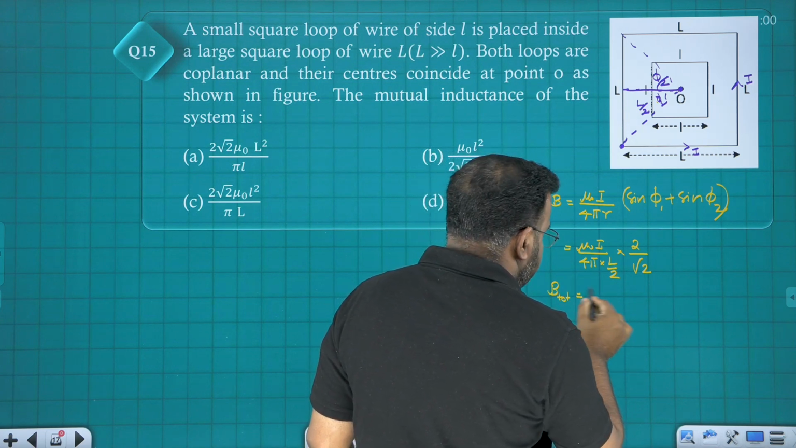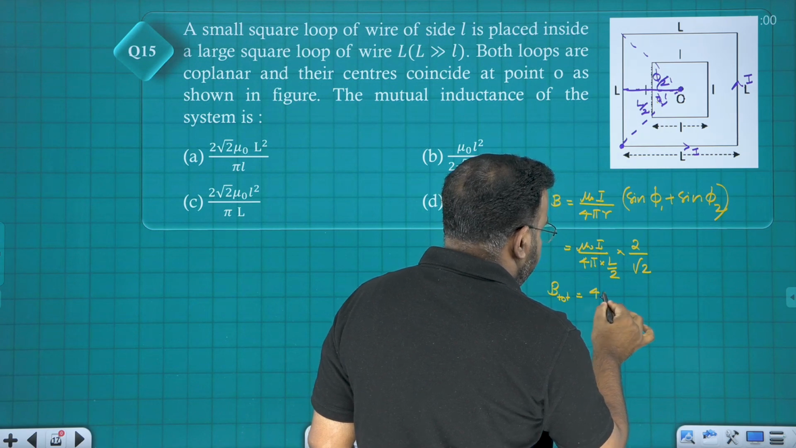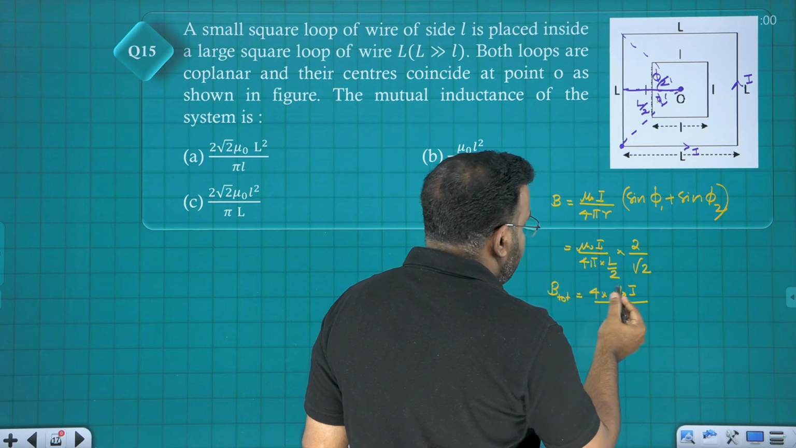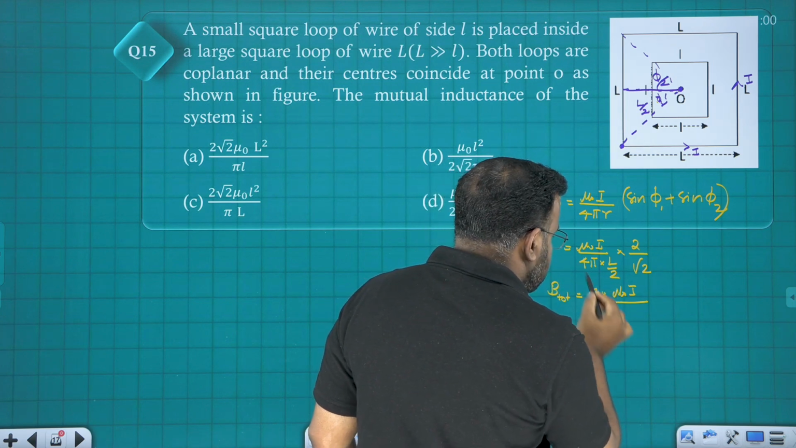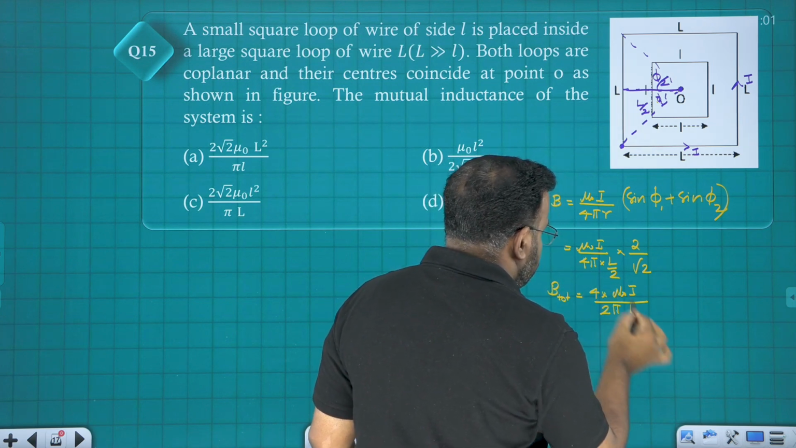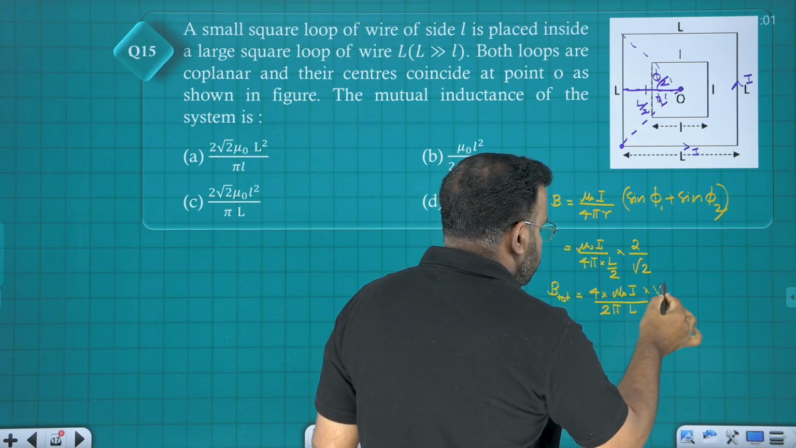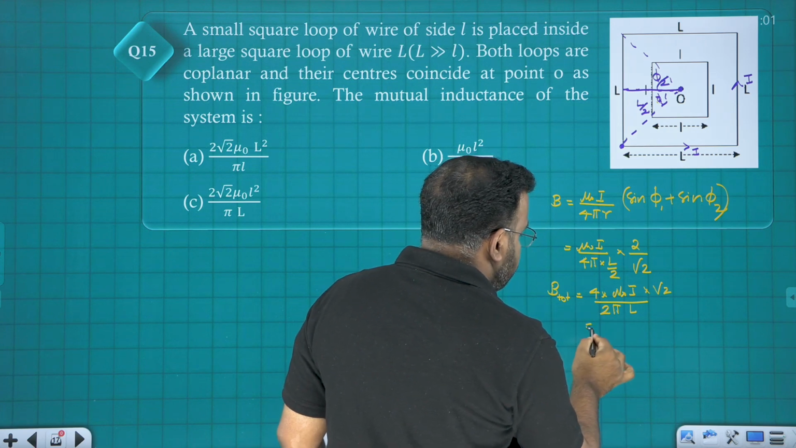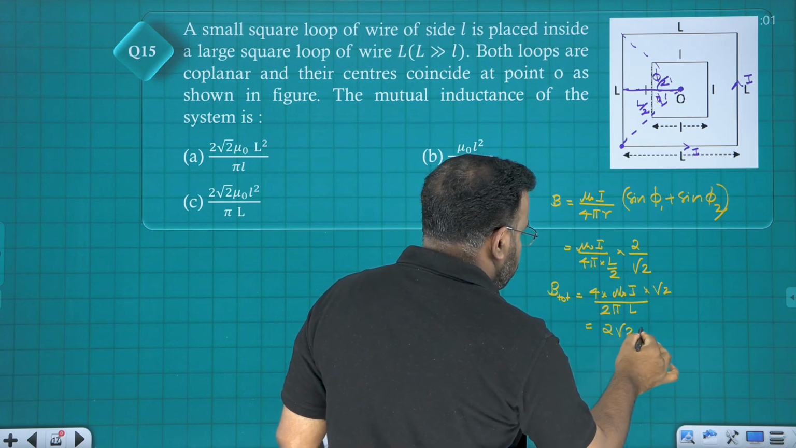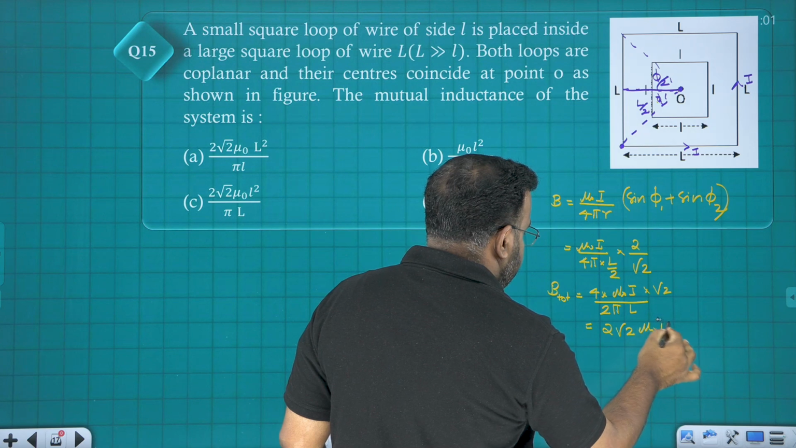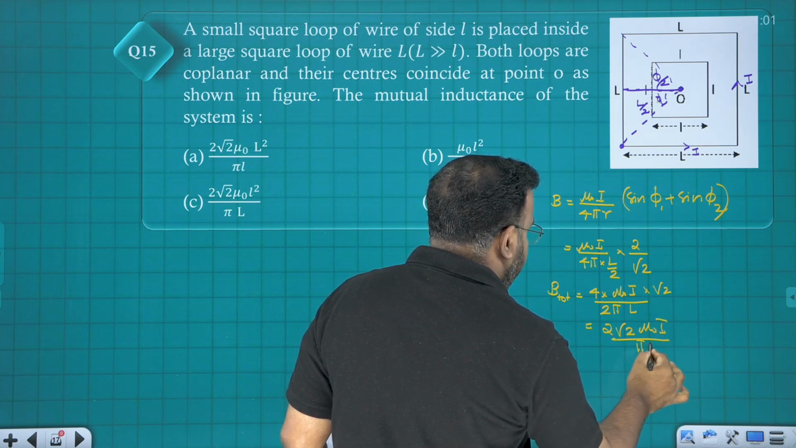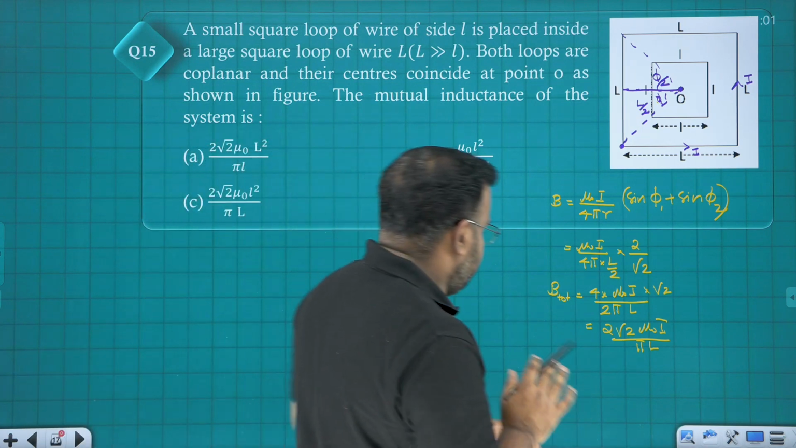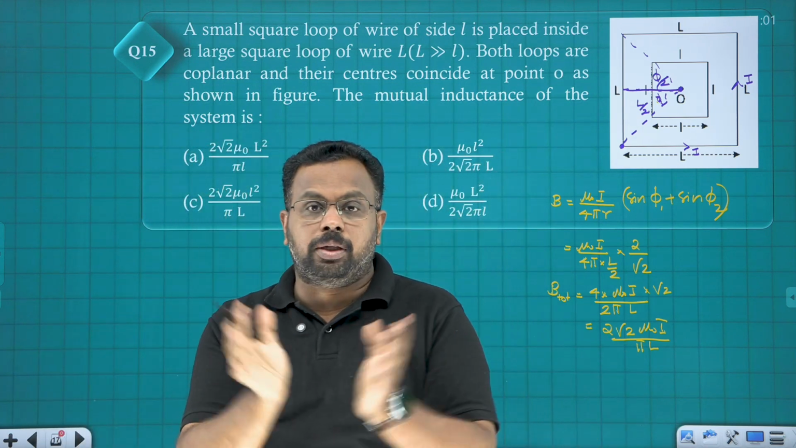So we get 4 into mu naught I by 2 pi L into root 2. 4 by 2 is 2, so we get finally 2 root 2 mu naught I by pi L. Right, so this is the magnetic field due to the outer loop.